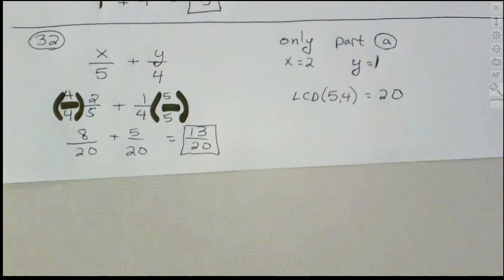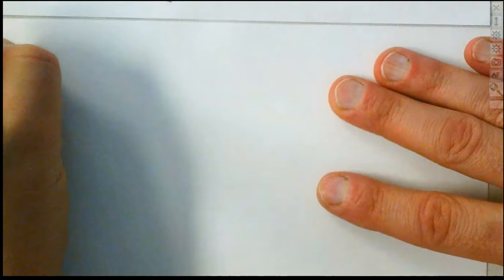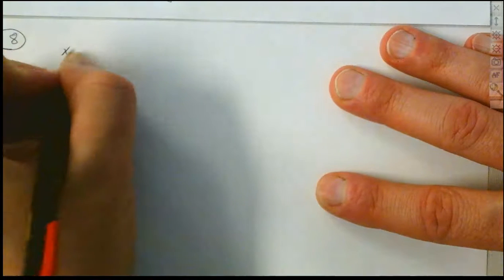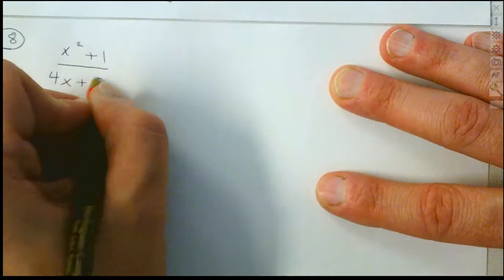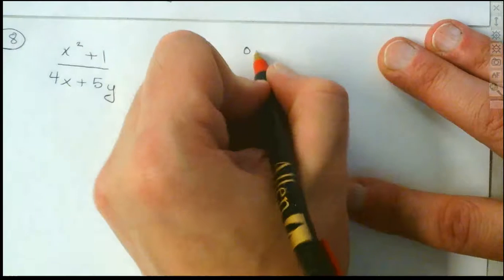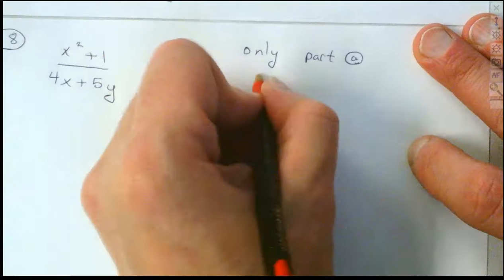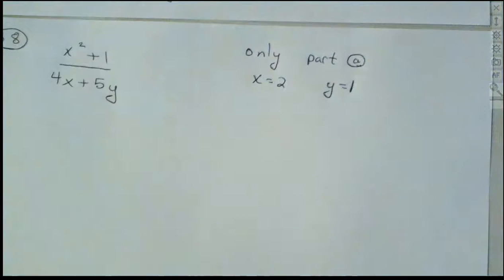38. So we're going to look at question 38 next. Again, we're only doing part A. And we've got x is 2 and y is 1 here. So we'll plug our values in, simplify it down, and see what we've got.